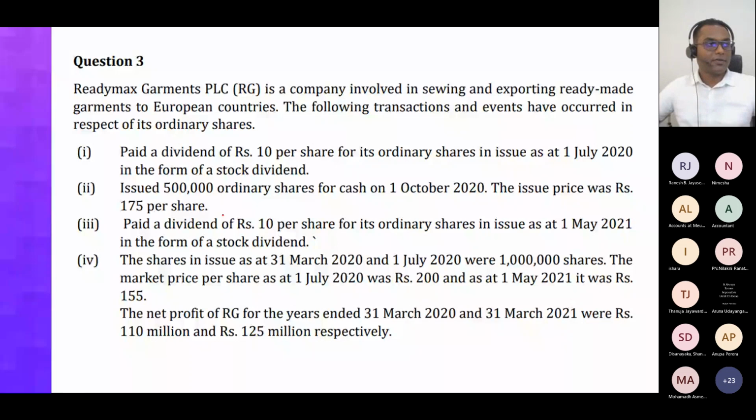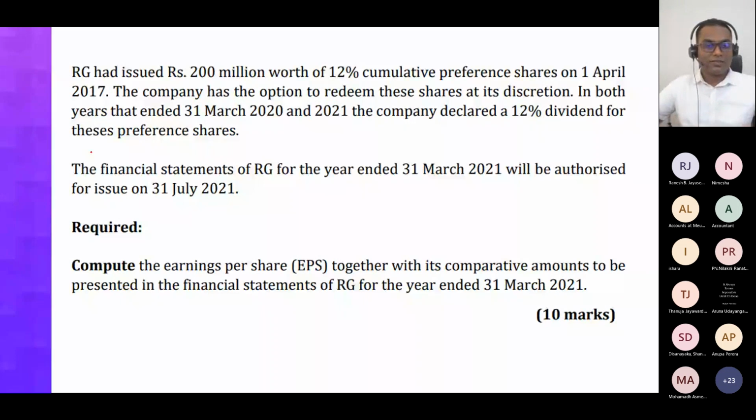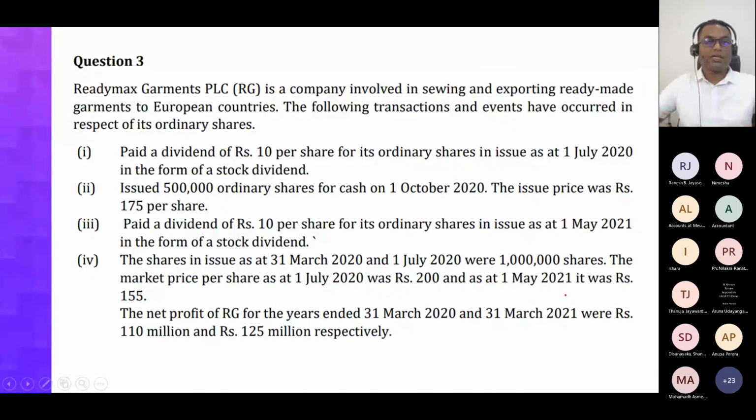Okay, let's read question number 3. Always look at the requirement of the question before reading the question. What is the requirement? Compute the earnings per share together with its comparative amounts to be presented in the financial statements of RJ for the year ended 31st March 2021. So you have to compute the earnings per share, together with the comparative amounts. Right, let's read the question.